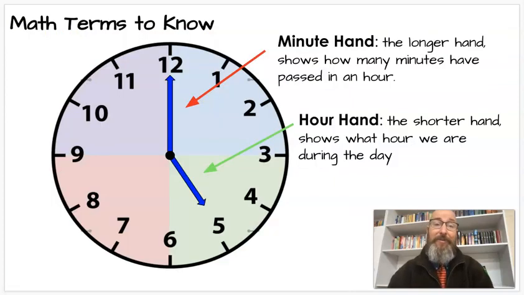All right, some math terms to know. First, there's a minute hand and an hour hand. The minute hand is longer and it shows how many minutes have passed, and that's the minute hand. The hour hand is shorter, and there's your shorter hand, and it shows what hour we are on during the day. One way I remember that is the word hour is shorter than the word minute, so it's got a shorter hand. The word minute is longer. It's got the longer hand. That's one way I used to always remember.